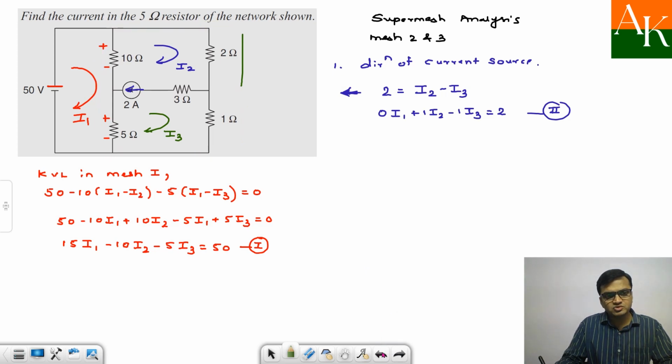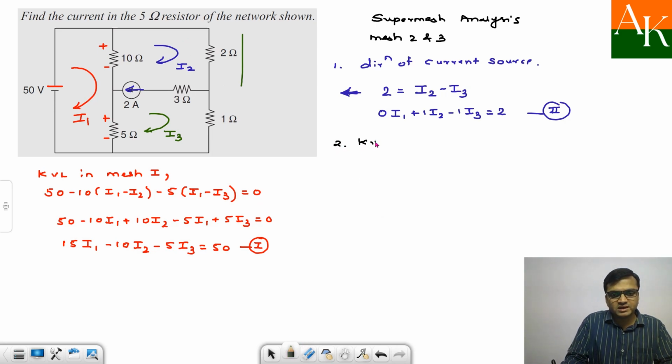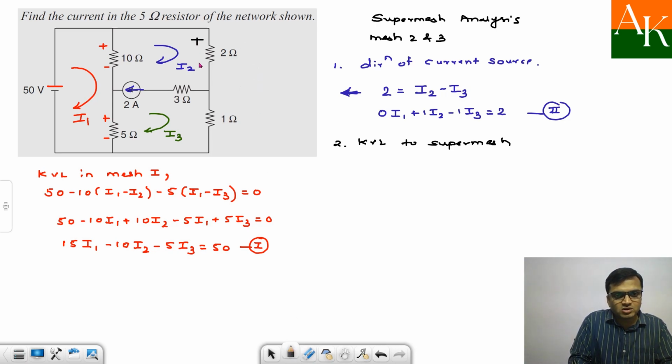Before applying KVL to the supermesh, I will assign the sign for the voltages developed across the resistances. So I am writing over here KVL to supermesh. Here with I2 you are traveling in a clockwise manner. So plus minus, don't go over here, change the mesh, go over here, come back, plus minus, in the direction of I2, plus minus, in the direction of I3, plus minus. So the signs are marked.